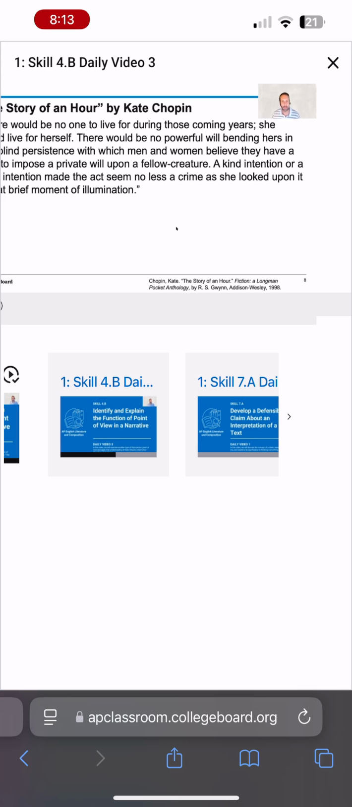How do we know it's third person omniscient? So we're getting the thoughts of another character. I said that from the beginning, but we know what's going on in her mind, that there would be no one to live for during these coming years. We also learn that there would be no powerful will bending hers. This seems really close and intimate, like we're getting deep inside her mind as to how she's processing this news of her husband's death. And finally, as she looked upon it in that brief moment of illumination, we're getting a sense of what she is seeing.